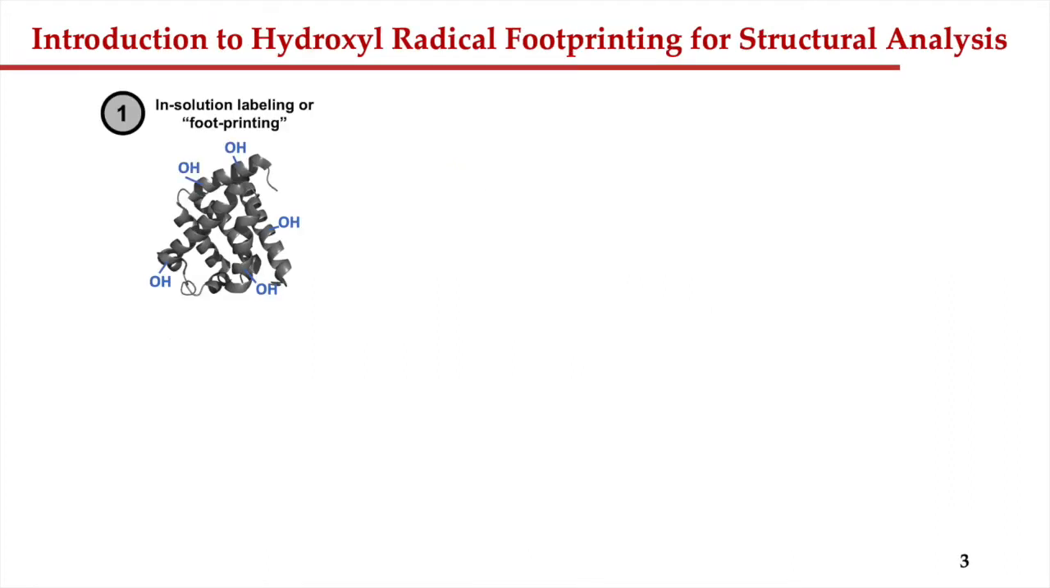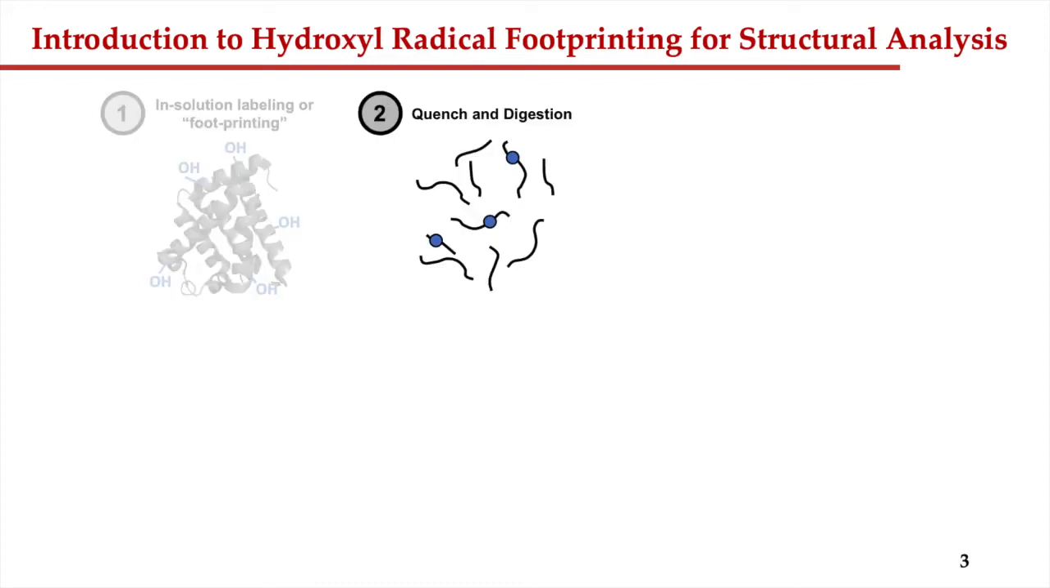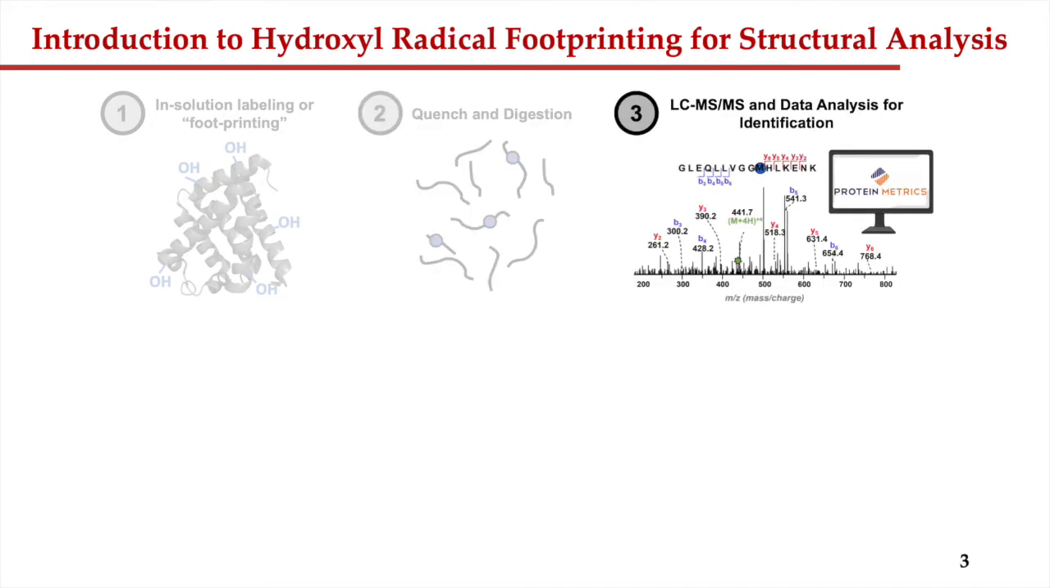And I want to walk through exactly how this workflow works for people who may be unfamiliar. The first step is we have a protein in solution, and we have some sort of method of labeling the solvent accessible surface area with those hydroxyl radicals. We then quench any unreacted radicals and digest our protein. And importantly, here you see some of those peptides have that label on them, some of them do not. We then use LCMS and data analysis to identify and also localize where that modification is. Here at Immuto, we use Protein Metrics software, which works very well.